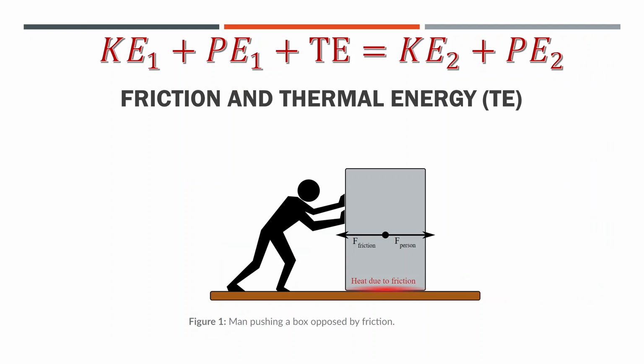To explain thermal energy, let's think of a man pushing a box. Since the friction is the work done that is not stored as potential energy, all the work done by the friction results in a transfer of energy into thermal energy of the box and the floor. Thermal energy flows as heat within the box and the floor, ultimately raising the temperature.